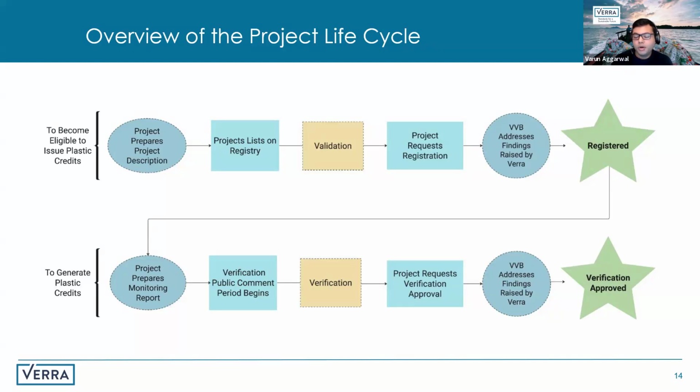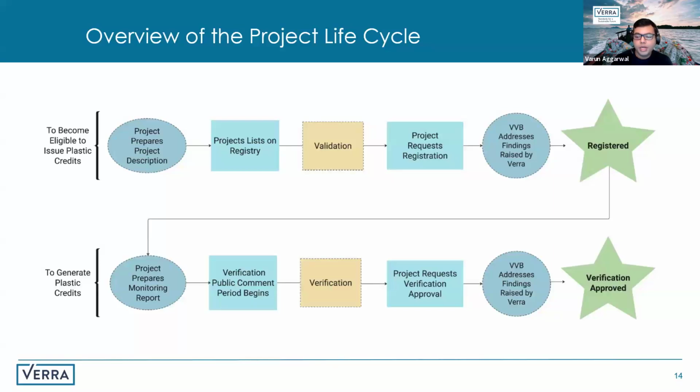To give you a sense of the timelines, the registration process could take around 6 to 12 months, and the verification approval may take 4 to 8 months in the best case scenario, but these could take longer depending upon various factors such as complexity of the findings, time taken by the VVB or the project proponent to close the findings, and other variables which are external factors.